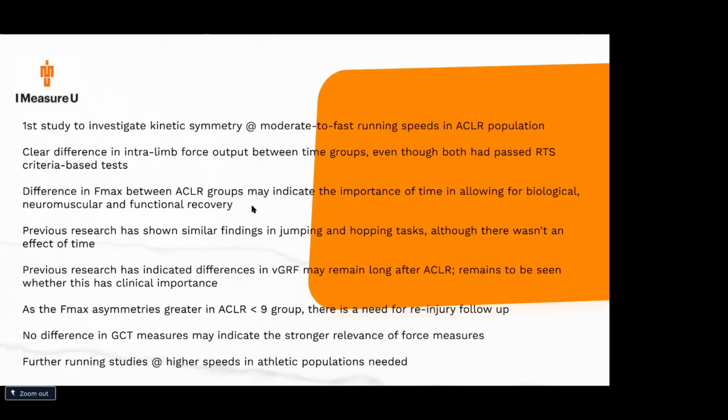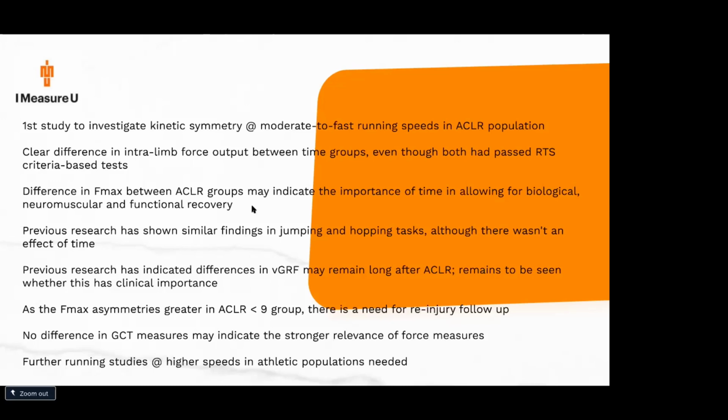And this was a snapshot. This was a moment in time. So the authors highlight the need for re-injury follow-up, particularly in that ACLR group who passed the return to sport test after less than 9 months. No difference in ground contact measures may indicate that the stronger relevance is there for force measures, and that should be of consideration in future research.